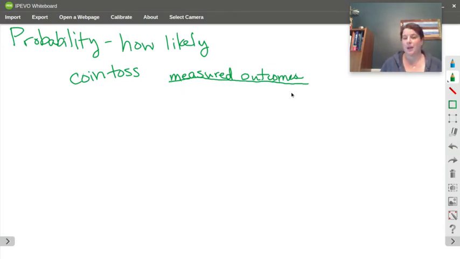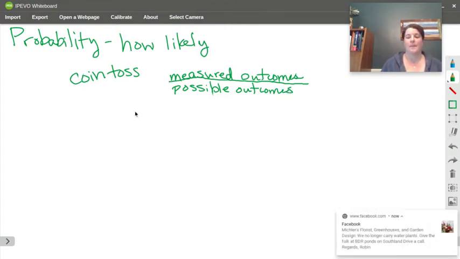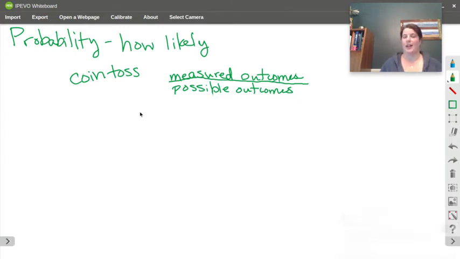The bottom number on our fraction that we use to calculate probability is how many possible outcomes there are. When you flip a coin, you have two possible outcomes. You could get heads or you could get tails. So we'll put down here the possible outcomes.